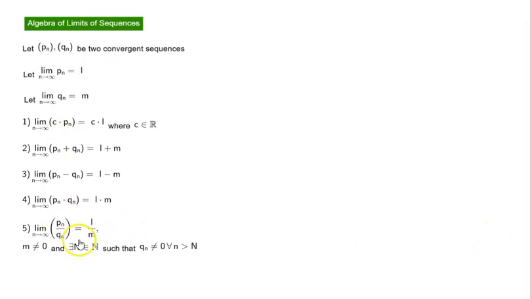So that was just the list of algebraic operations on limits. We have taken care of scalar multiple, addition, subtraction, multiplication, and division. Now let's look at an example. For that we require sequences. So let P sub n be 1 by n. The terms are 1, 1 by 2, 1 by 3, 1 by 4, 1 by 5 and so on. We know the limit of this is 0.